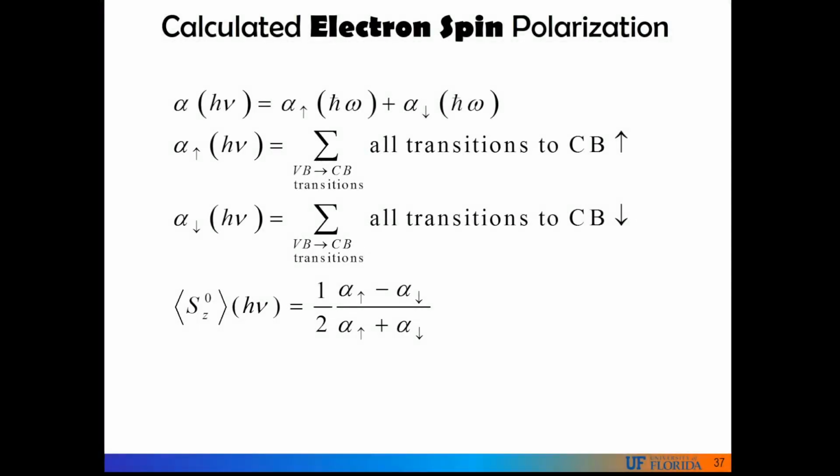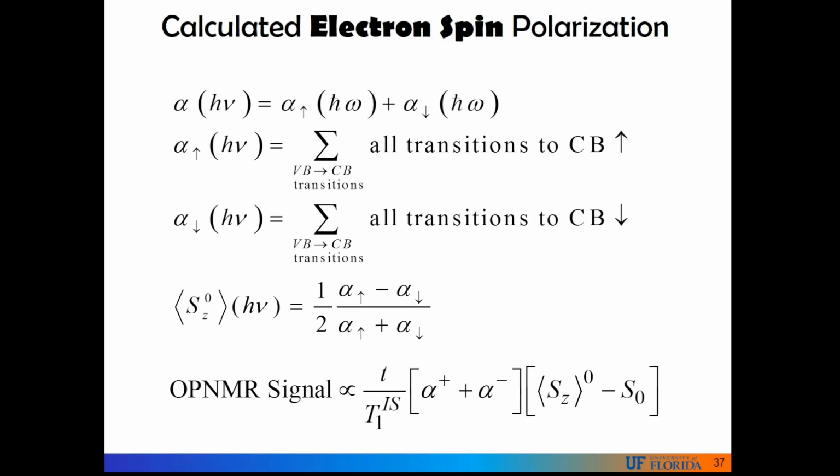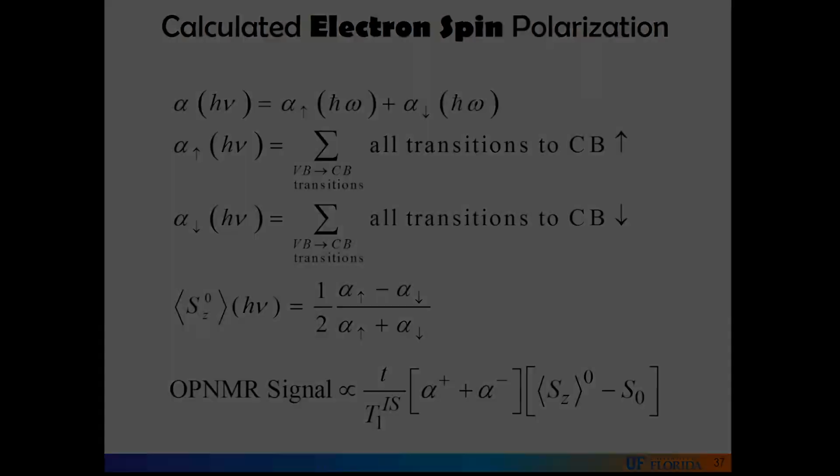The nice thing about theory is you can calculate the absorption for the spin-selective transition to spin up or spin down. And from the absorption you can construct the conduction electron spin polarization in this fashion. And then we use the model to connect the electron spin polarization to the OP-NMR signal. It's obviously going to depend on the total absorption. If there's no absorption, you're not going to have optical pumping. And then the deviation of the electron spin polarization from its thermal equilibrium value.